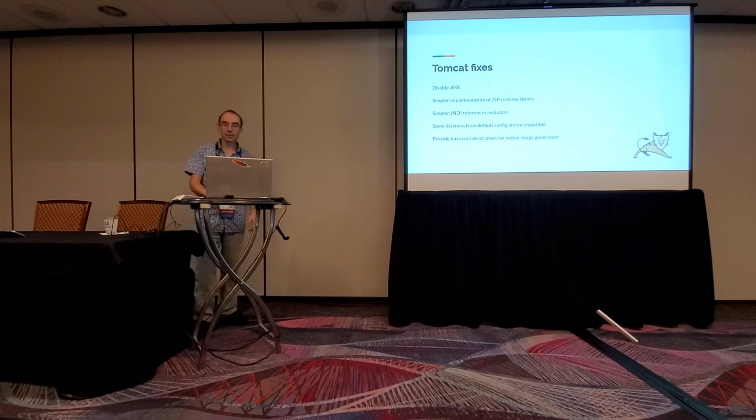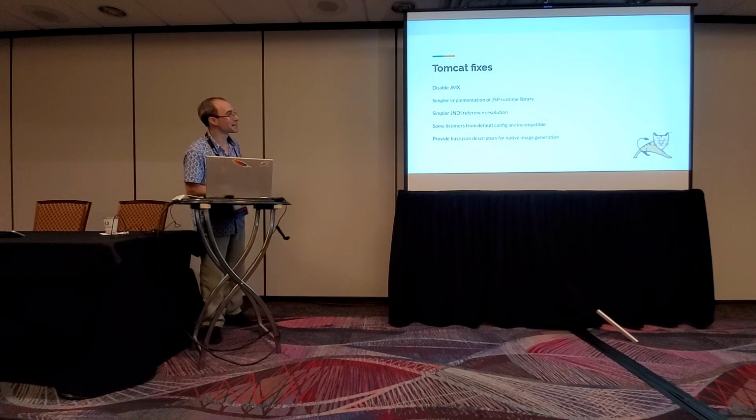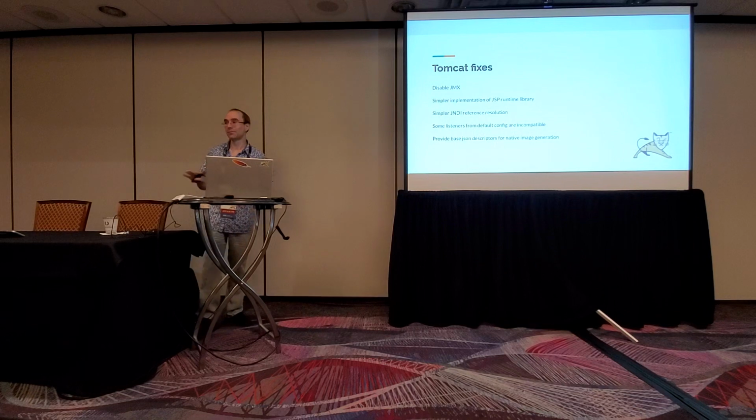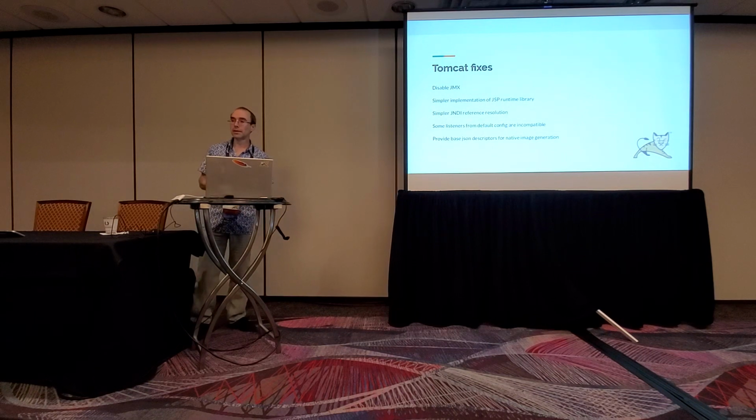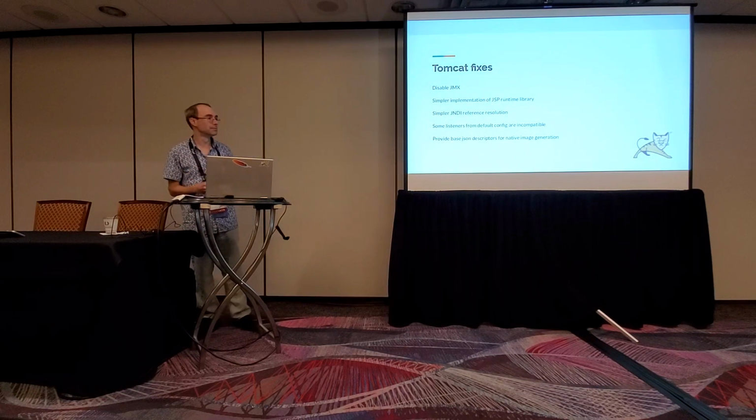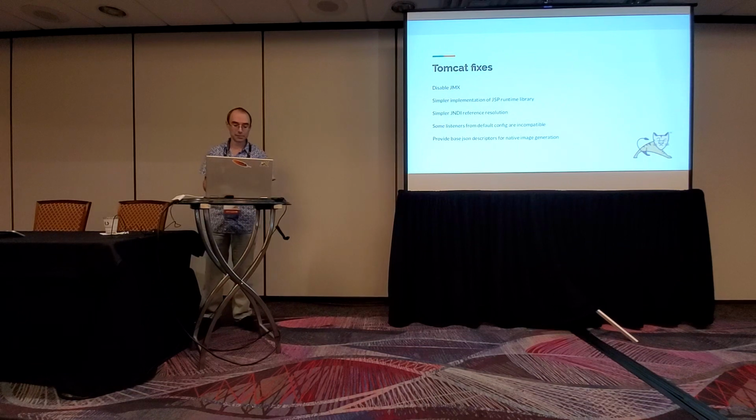So I had to do a lot of fixes in Tomcat to make things work. First one is disable JMX, because no JMX, so I have to get rid of that immediately. I had to simplify the JSP runtime library. It's using a lot of reflection based on BeanInfo. BeanInfo is a bit of a problem in Graal since it's not traced, so you would have to basically write the descriptors manually. That's kind of a pain.